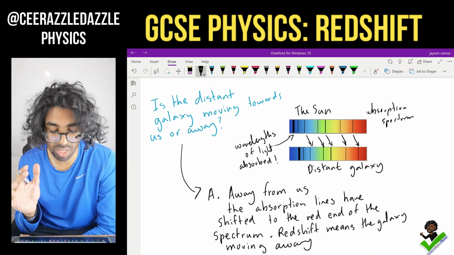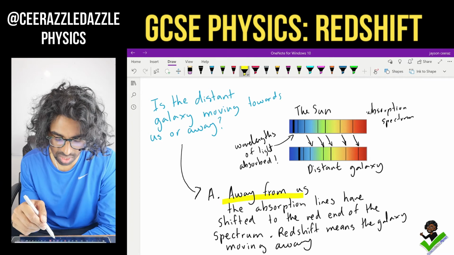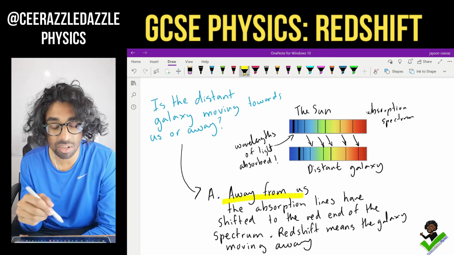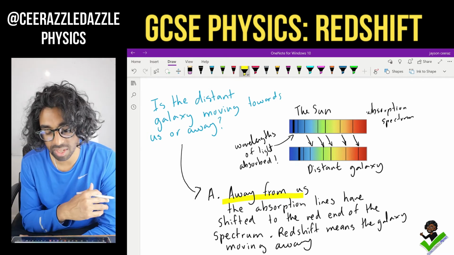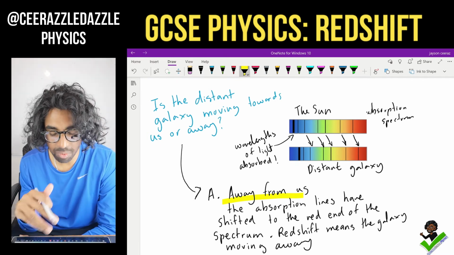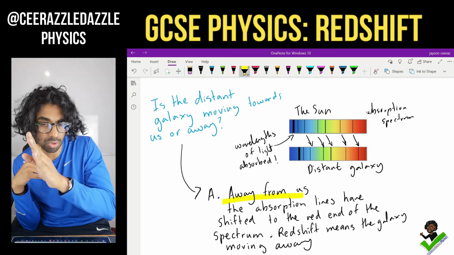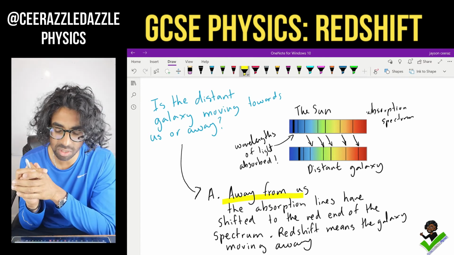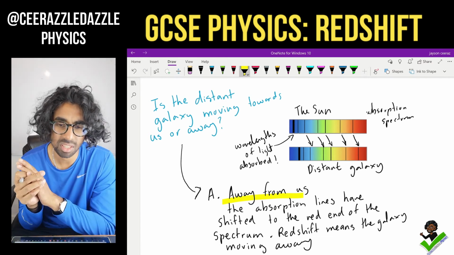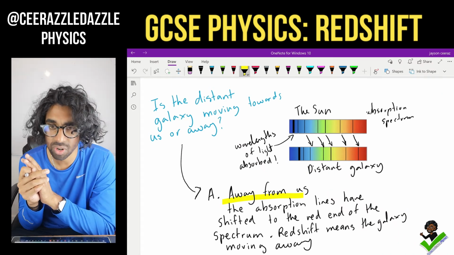Well, we know this. If it's shifted to the red end of the spectrum, it's moving away. The reason is that the absorption lines have shifted to the red end of the spectrum, and redshift means the galaxy is moving away. That's the type of question you'll get, so make sure you can look at those little spectrums. We can clearly see all those black lines have shifted to the red end of the spectrum. Therefore, redshift is observed. Redshift means the galaxy is moving away from you. And that's it. Let's have a quick recap from the top.